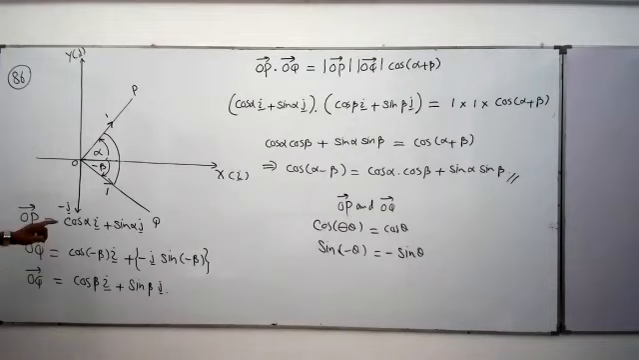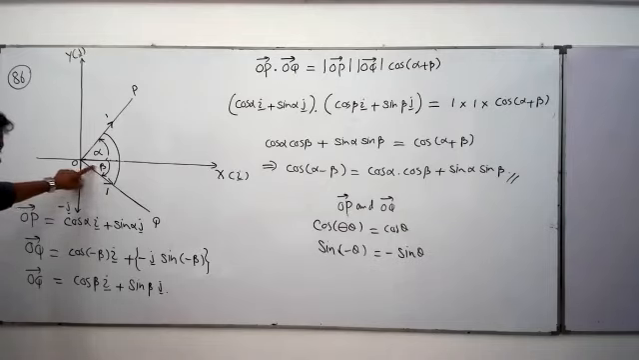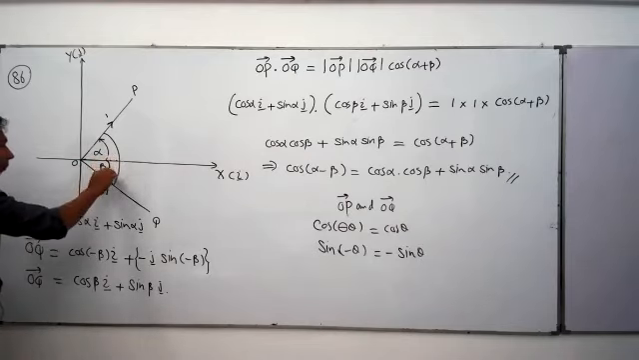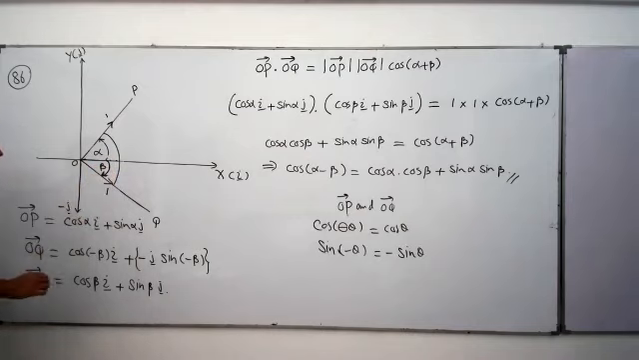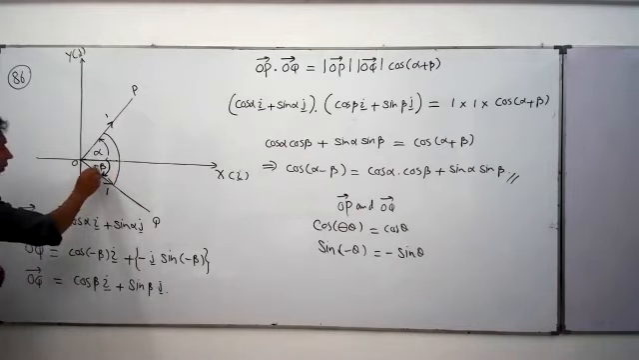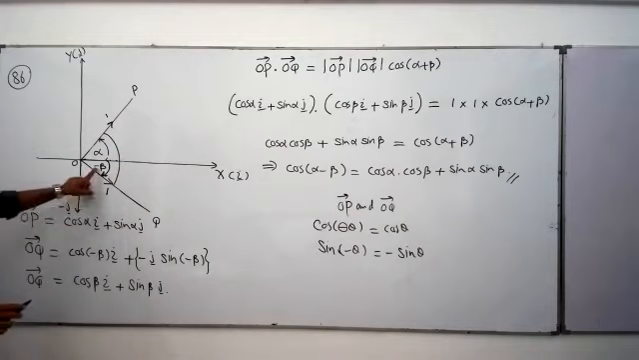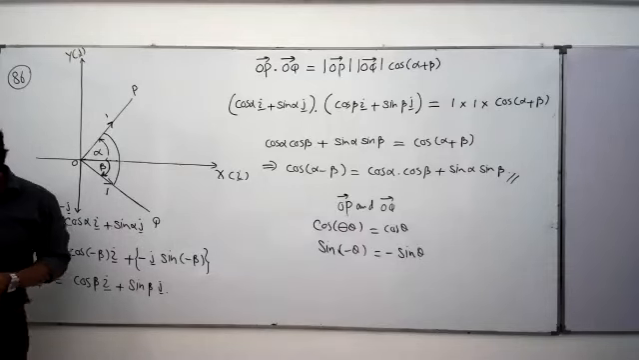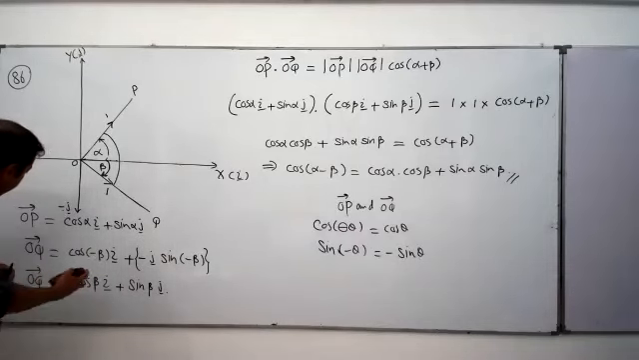Wait, people, here I made a mistake. No, this angle minus beta is correct. This angle minus beta is correct, measured in this direction. That minus beta is correct, people. But this minus sign is not important in this case to write for the unit vector, because we take this minus j and this i. Right? So wait for a while. That is not important in this case.